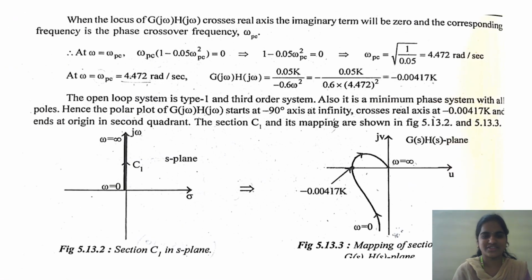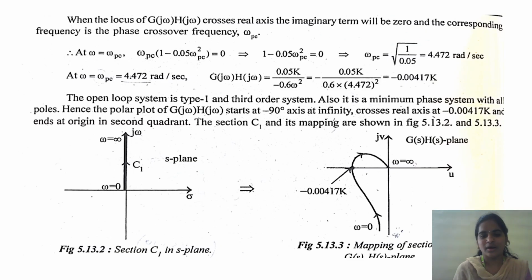When the locus of G(j omega)H(j omega) crosses the real axis, the imaginary term is zero, and the frequency is omega pc. At omega equals omega pc, 1 minus 0.05 omega square pc equals 0. Omega pc equals root of 1 by 0.05, equals 4.472 radians per second.